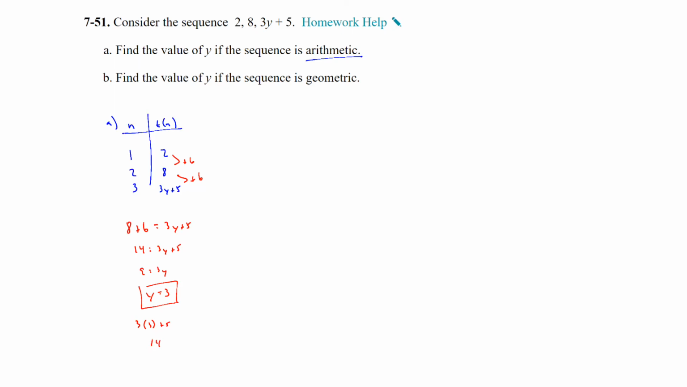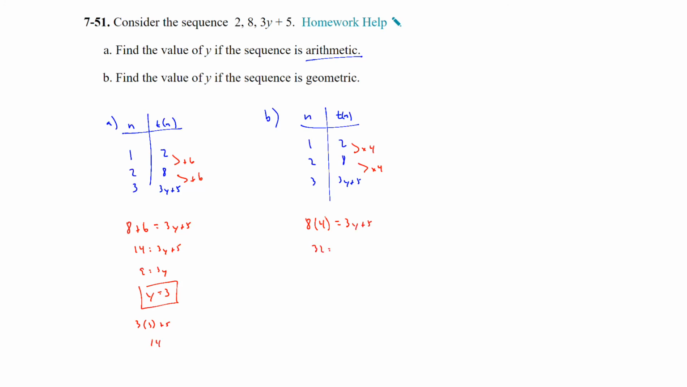On the geometric sequence, let's do the same thing. So we have n and t of n. We have 1, 2, 2, 8, and then 3 is 3y plus 5. So same thing, but now we have to multiply. So 2 times 4 is 8. 8 times 4 has to be 3y plus 5. So we'll do the same thing. 8 times 4 is supposed to equal 3y plus 5.